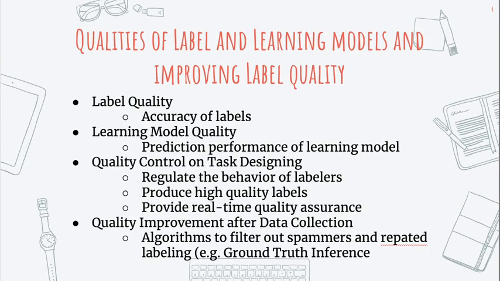The quality of labels and learning models is the use of human intelligence in order to map the features of an object. Even though crowdsourced labeling is promising, it suffers from low-quality labelers. Label quality and learning model quality are used in order to reveal the accuracy and prediction performance of the crowdsourced labeling. In order to improve label quality, a mechanism of quality control on task designing helps to regulate behaviors of labelers by guiding them. Another is quality improvement after data collection by introducing algorithms to induce an integrated label. An example of this is ground truth inference algorithms.